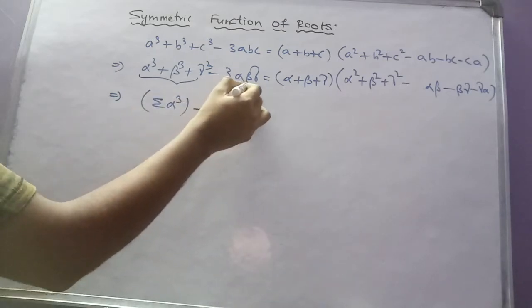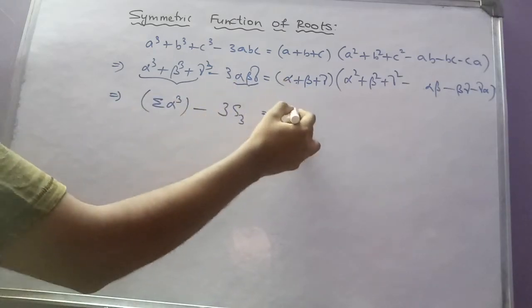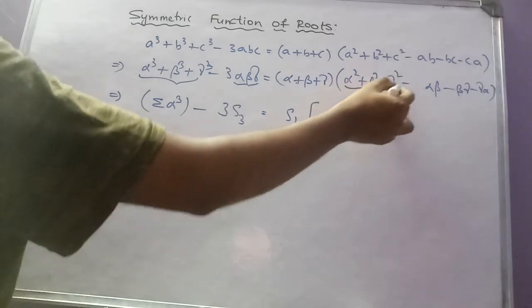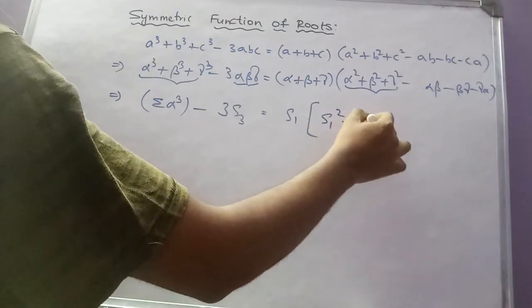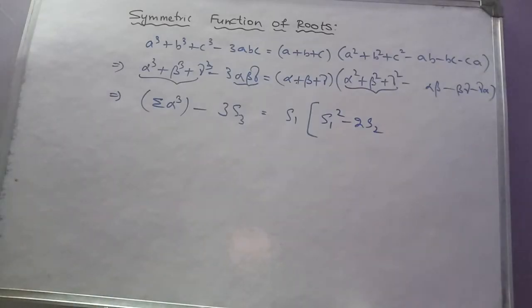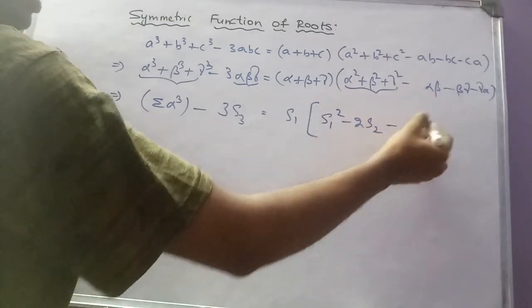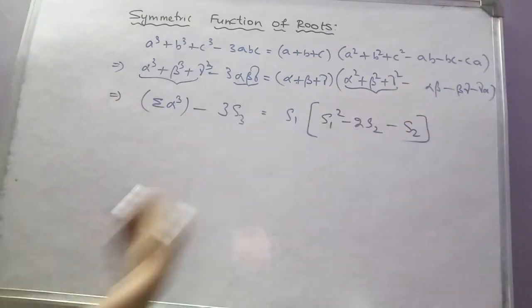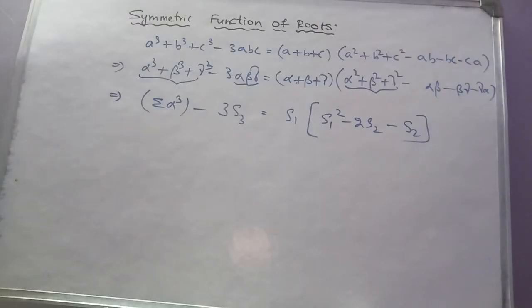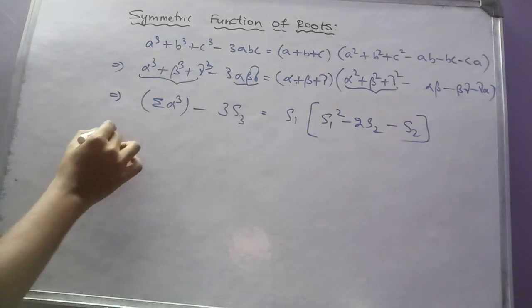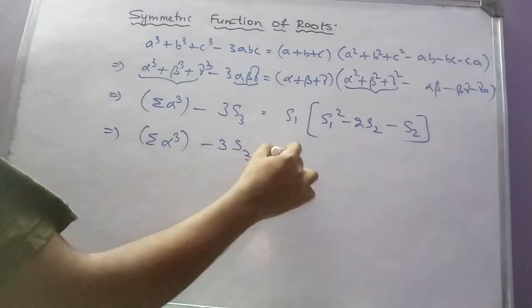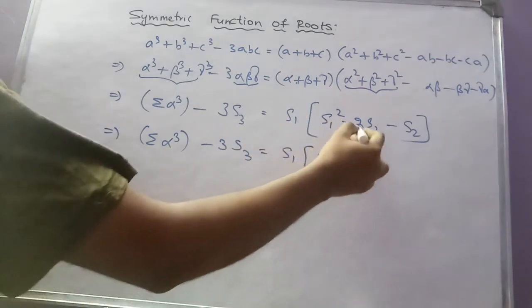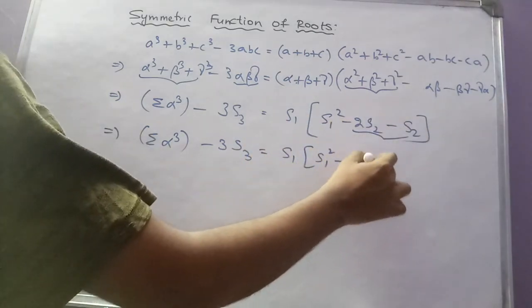We have to find this. Minus 3 into, this is S3. This is S1. I have already derived what is alpha square plus beta square plus gamma square. It is S1 square minus 2S2. If I take minus common, it is nothing but S2. So then, sigma alpha cube minus 3 times S3 is equal to S1 into S1 square as it is, and this is minus 3S2.